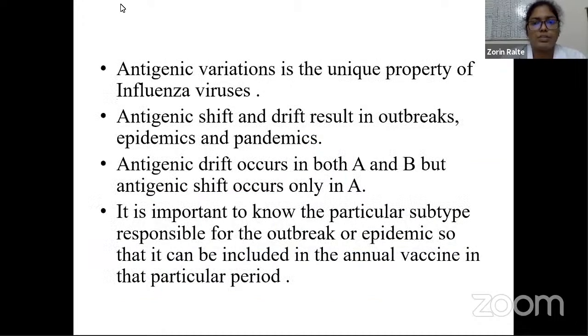Antigenic variation is a unique property of influenza viruses. Antigenic shift and drift result in outbreaks, epidemics, and pandemics. Antigenic drift occurs in both A and B, but antigenic shift occurs only in A. It is important to know the particular subtype responsible for the outbreak or epidemic so that it can be included in the annual vaccine in that particular period.